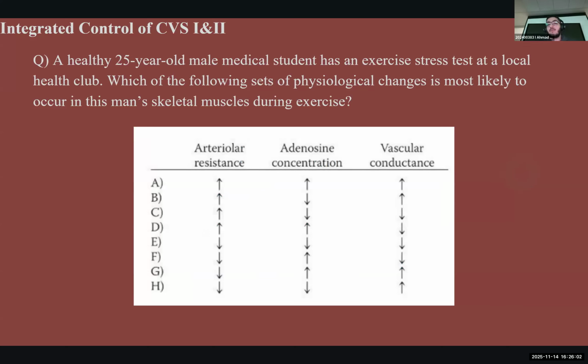So now it's back again for Abdullah. Okay, so this is going to be our last lecture today, inshallah. Integrated control of the cardiovascular system. So let's start. A healthy 25-year-old male medical student has an exercise stress test at a local health club. Which of the following sets of physiological changes is most likely to occur in this man's skeletal muscles during exercise?